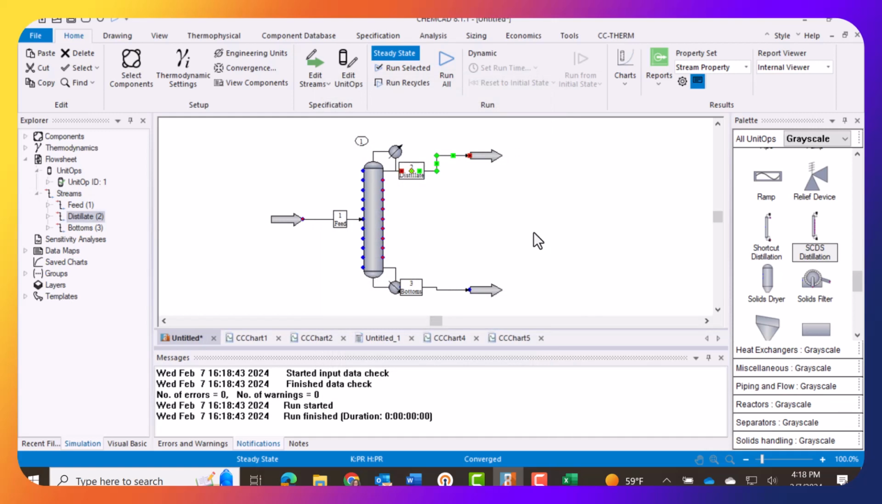If you over-specify things, CHEMCAD's going to make a choice and just drop some of your specs that you had, and so you need to make sure that you're going in and checking that, is the reflux ratio still 2? Oh, you mean it changed it? Good information to know.